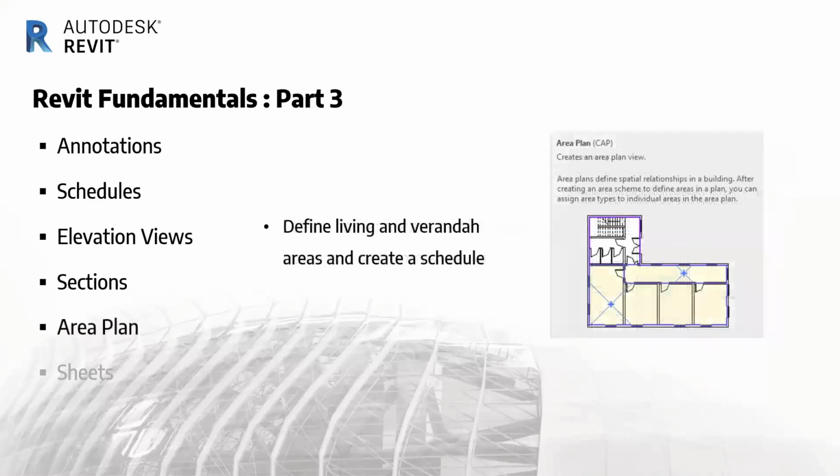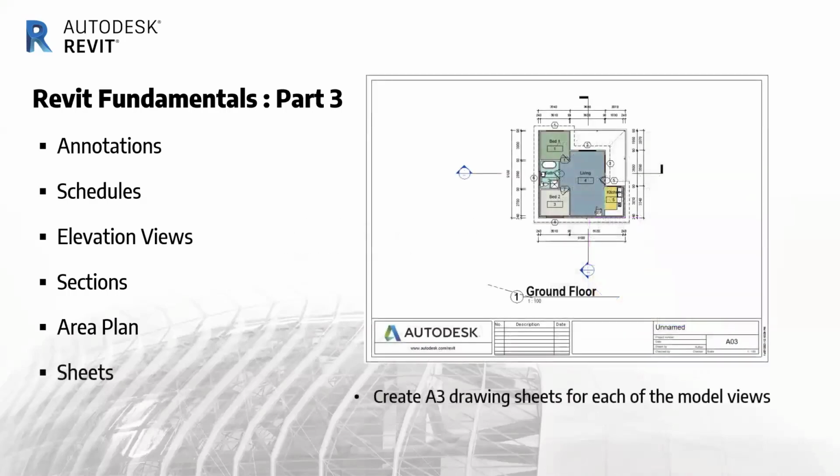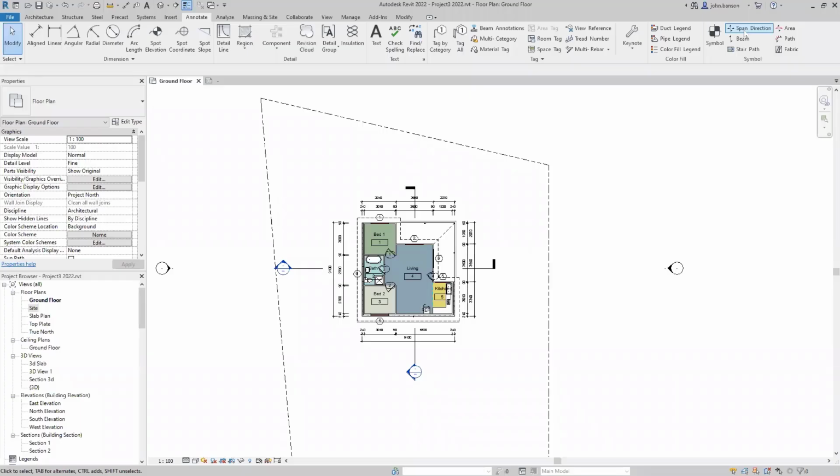And we'll also create an area plan where we can define living and veranda areas and then create an area schedule from that information. And we'll finish off by creating A3 drawing sheets, and we'll place the model views and the schedules onto the sheets and get everything ready for either exporting to PDF or ready for printing. So let's get into it.